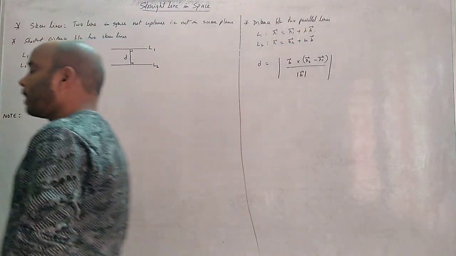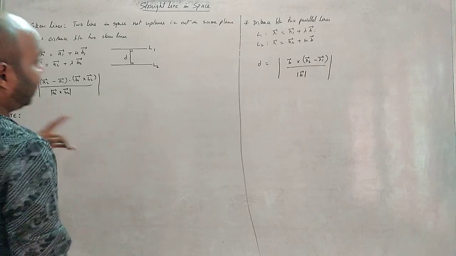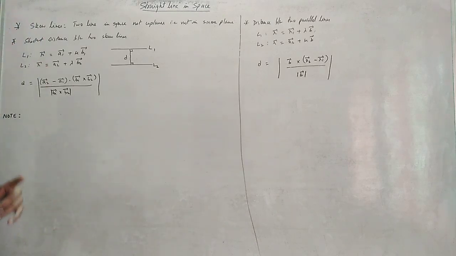Now, previously we discussed how to prove collinearity of 3 points, right? How to prove collinearity of 3 points. Now we will think about skew lines, how to do the same thing in a different way. Okay. So now see, there we discussed how to prove collinearity of 3 points.